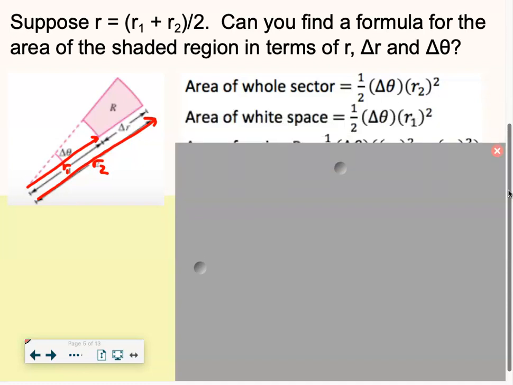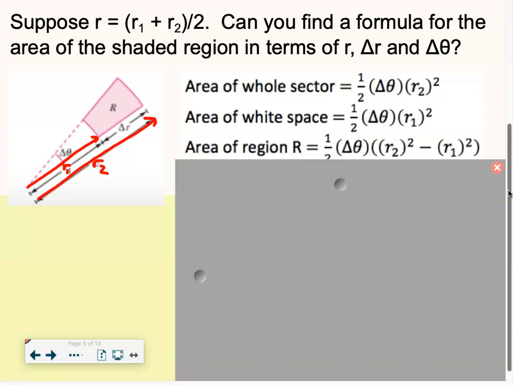Area of the part that's not shaded, this white space right here, would be 1/2 delta theta times r sub 1 squared, right? So r sub 2 is the whole thing. R sub 1 is this space. If we subtract them, we're going to get what's left, right? So we subtract the two, and we get what's left. So we have 1/2 delta theta times r sub 2 squared minus r sub 1 squared.